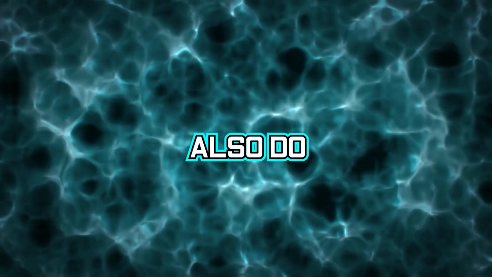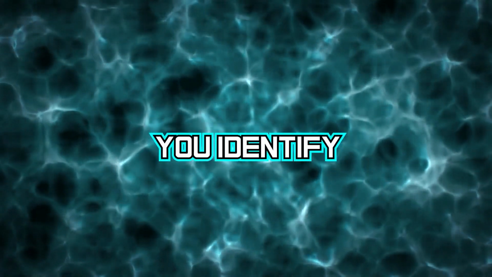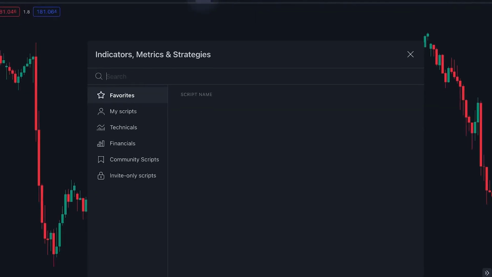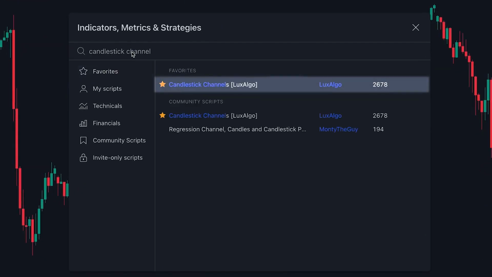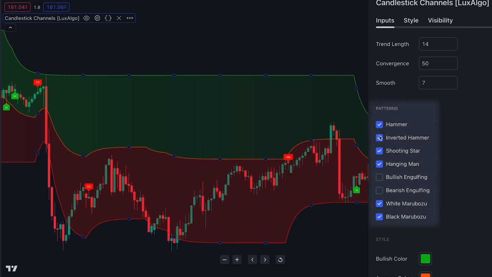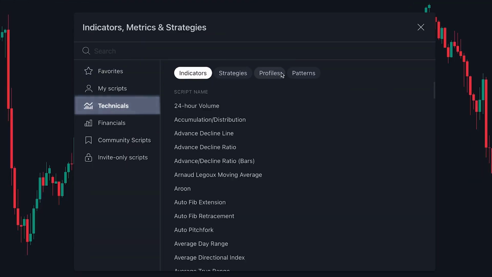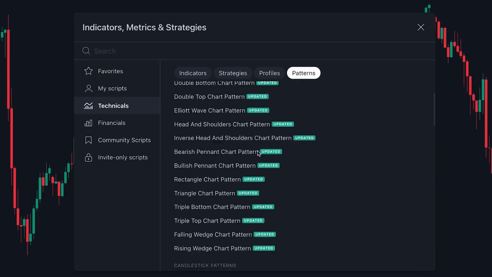What you can also do is use an indicator to help you identify some of these patterns. If you go to the Indicators tab and search Candlestick Channel by Lux Algo and add it to your chart, you'll find that you can select a number of candlestick patterns, and the indicator will locate the areas they occur for you automatically. You can also go to Technicals and click Chart Patterns, and a number of them are listed here as well.